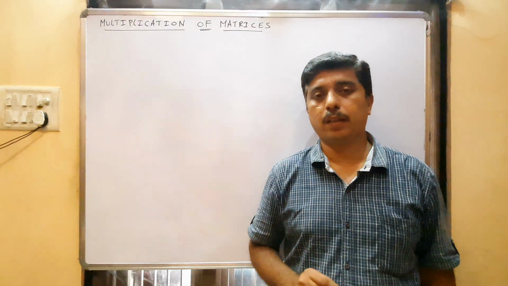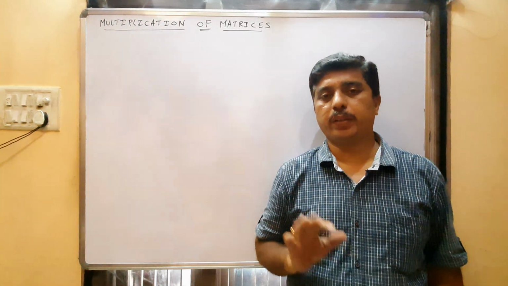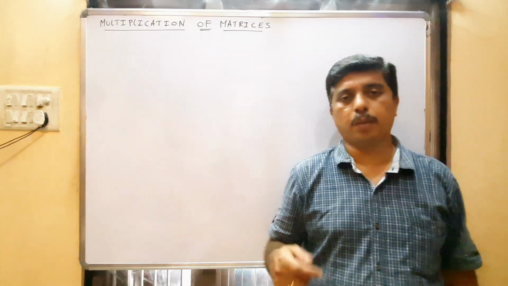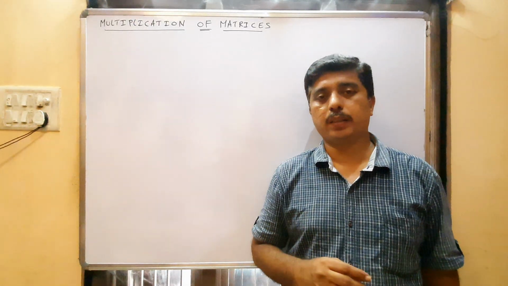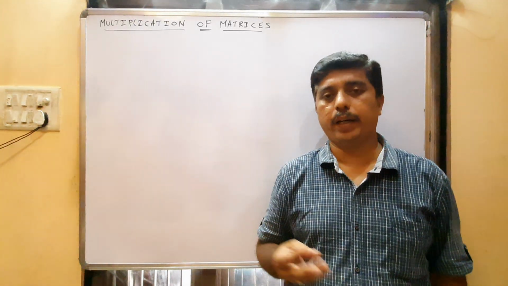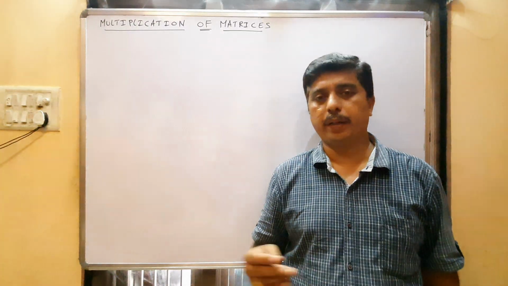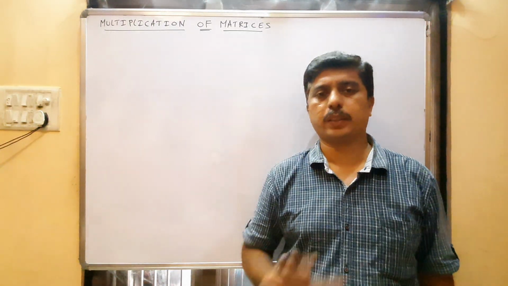Yesterday I explained the multiplication between two matrices, what the order of the resultant matrix is, and the types of matrices: nilpotent, idempotent, involutory, and periodic matrices. We discussed a few examples.